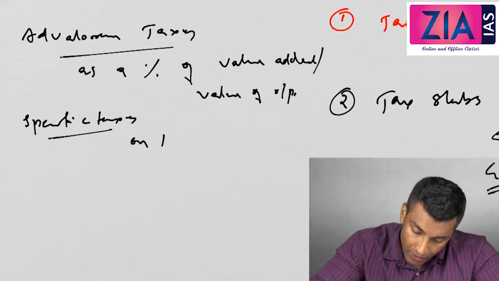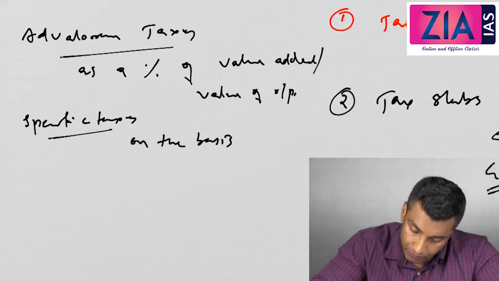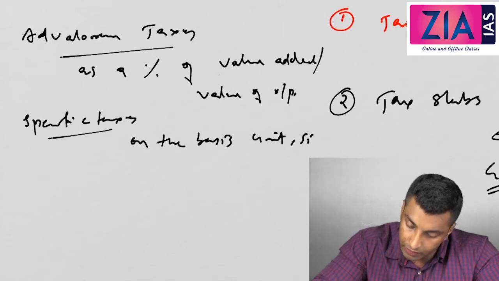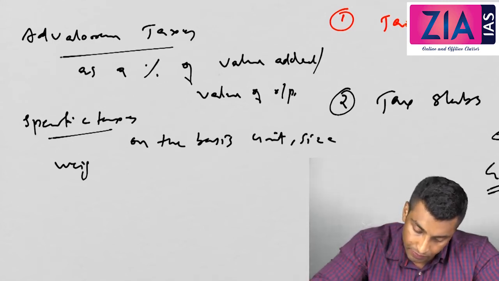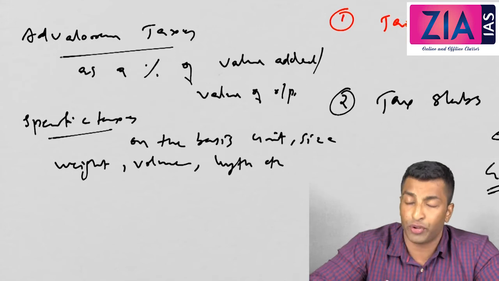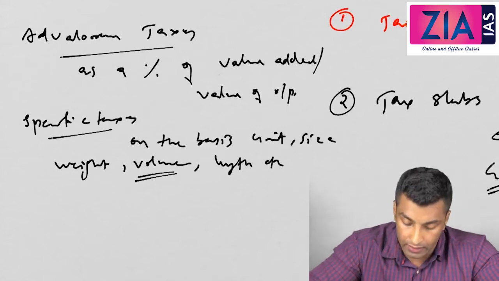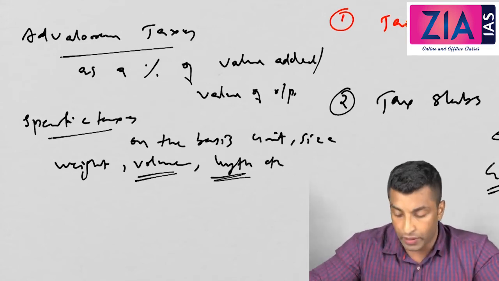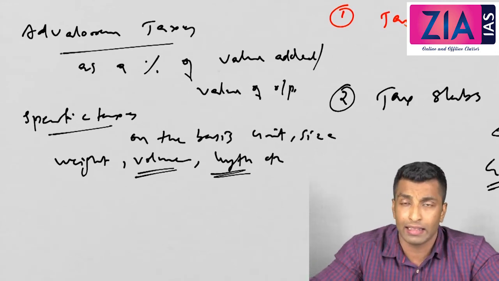Okay, so imposed on the basis of unit, size, weight, volume, length, etc. For example, petroleum products in terms of liters, right, volume, and cloth if you take in terms of meters, so length, like that.